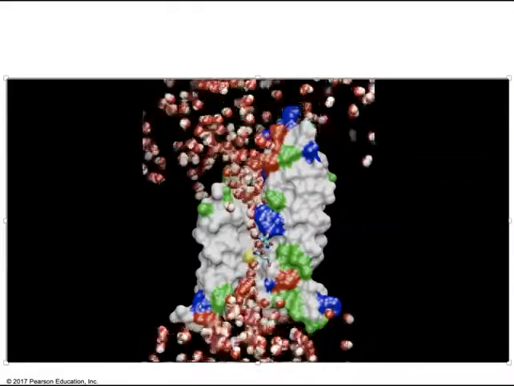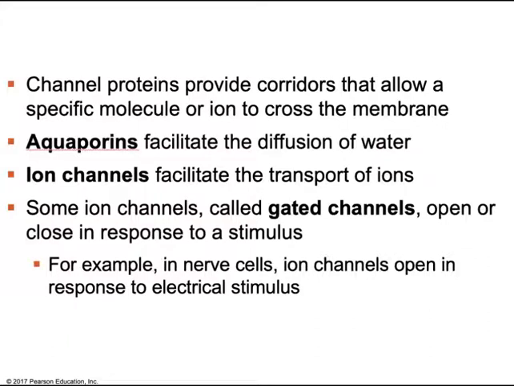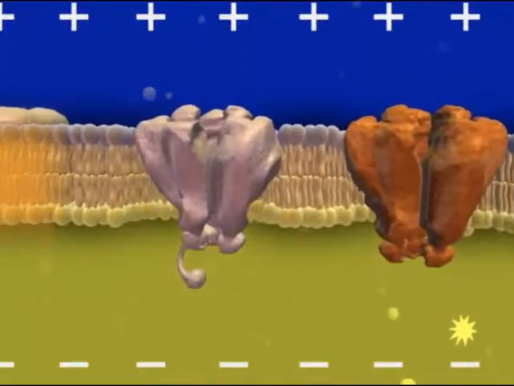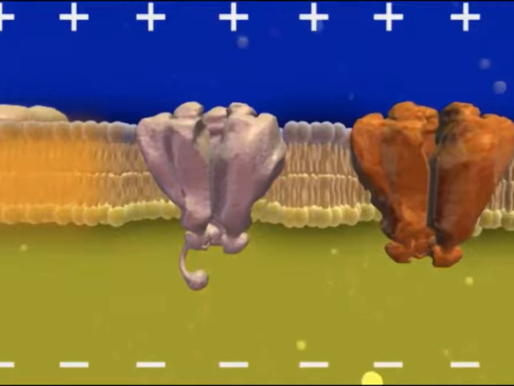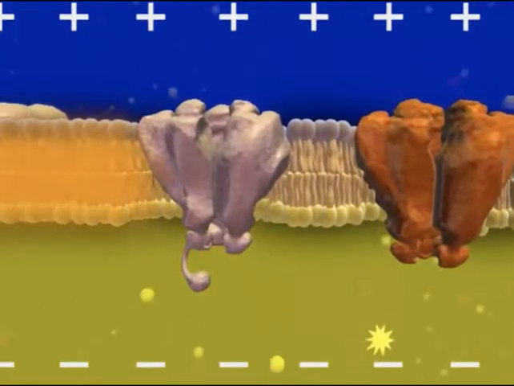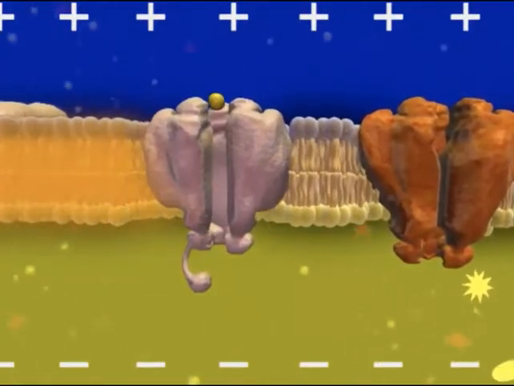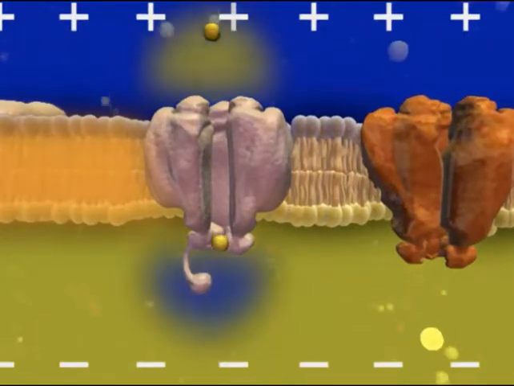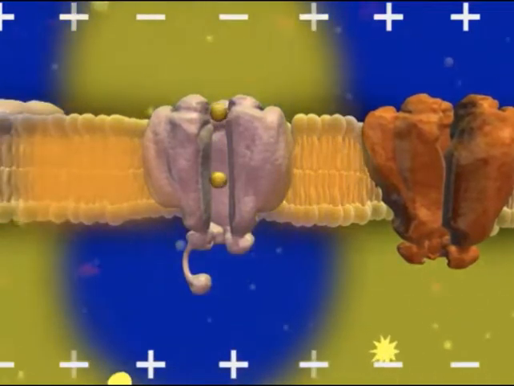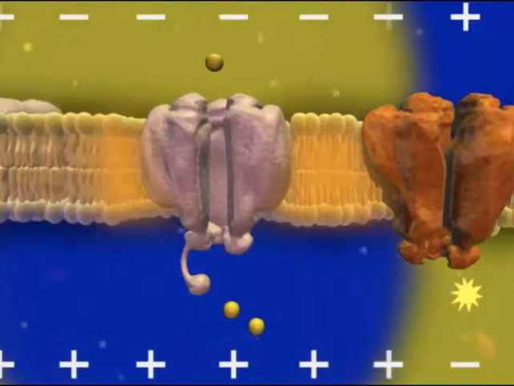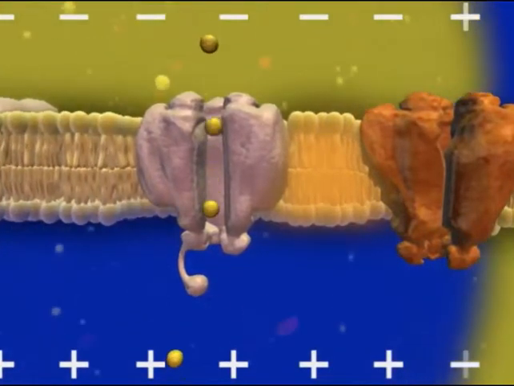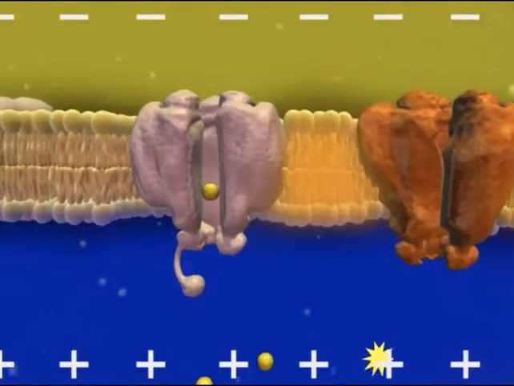There are also basic ion channels which facilitate the transport of ions. Some of these ion channels, called gated channels, open and close in response to a specific stimulus. A prime example is in nerve cells during an action potential. Sodium and potassium ion channels open in response to electrical stimulus. You'll learn more about that in Physiology 1 or in your psychology courses.